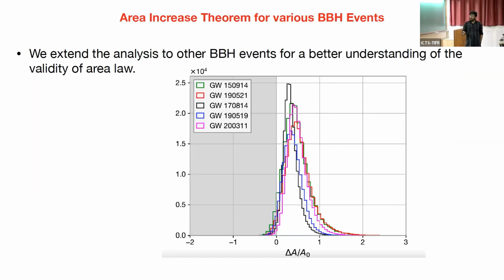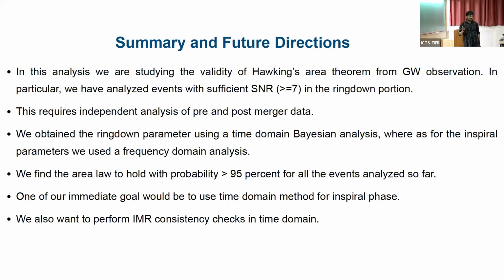So if you plot the change in area divided by the original initial area, you see that most of the time it is positive with a very small region in the negative part. So we have established that for most of the events that we have checked so far, it satisfies the area law with more than 95% probability. For one or two events, I have some negative results, but I think I have to check some of my data analysis for that. I'm not sure about those results.